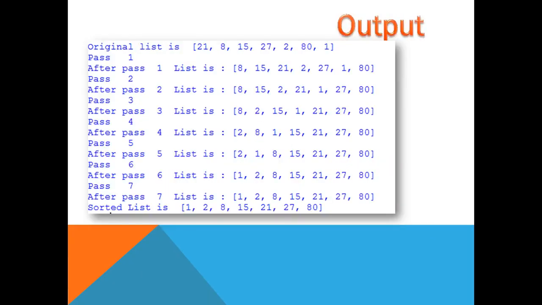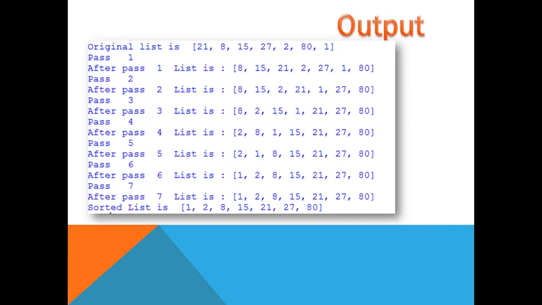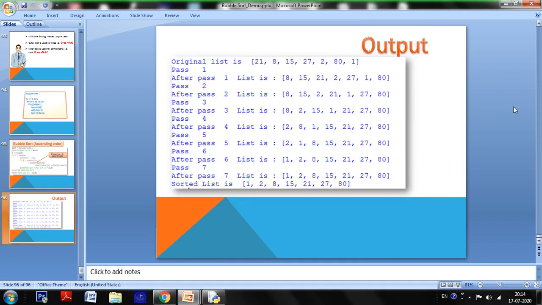Now the output for this list looks like this: original list, pass 1, pass 2. How many passes are shown here? 7 passes. Actually, 7 passes are not required; 6 passes are enough. That is how you can use n minus 1 also. If you are starting from 0, it is n minus 1; if you are starting from 1, it is n only.